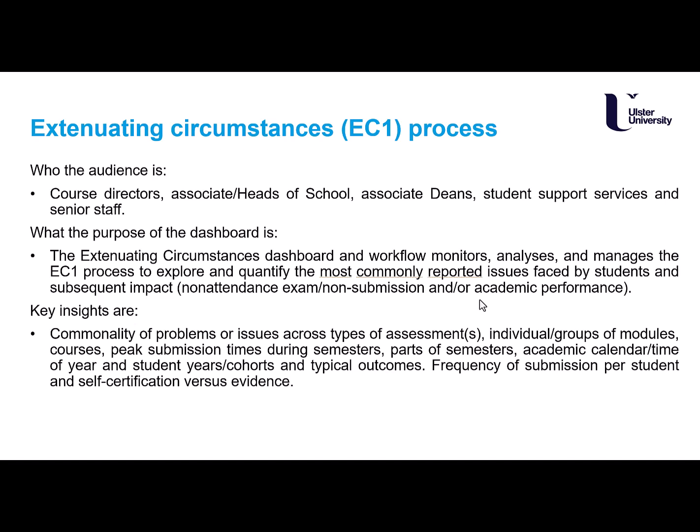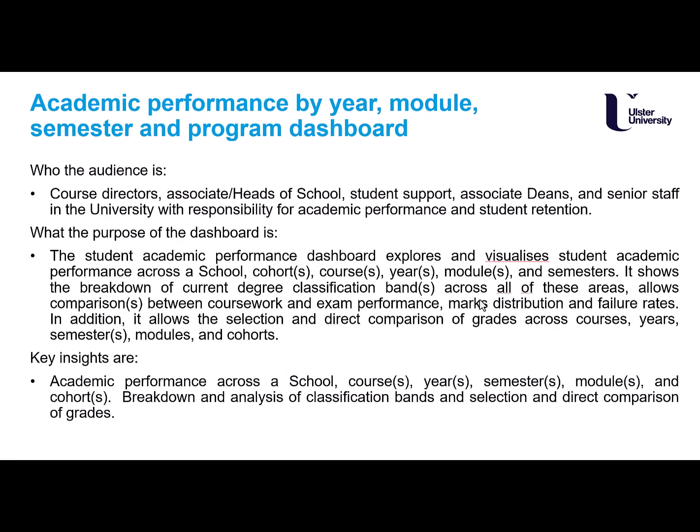Is there a problem in an individual group of modules in a course? Are there particular times of year that the EC1 problems or the students typically have problems, and what are they? And then frequency of submission per student, and then drilling down in terms of self-certification versus evidence. So the next dashboard then looks at academic performance by year, module, semester, and program.